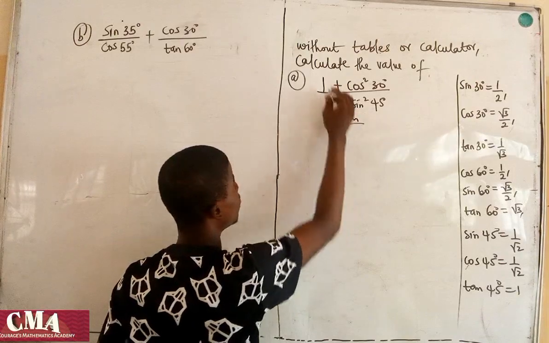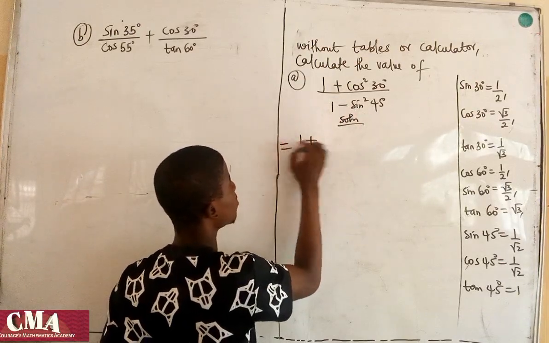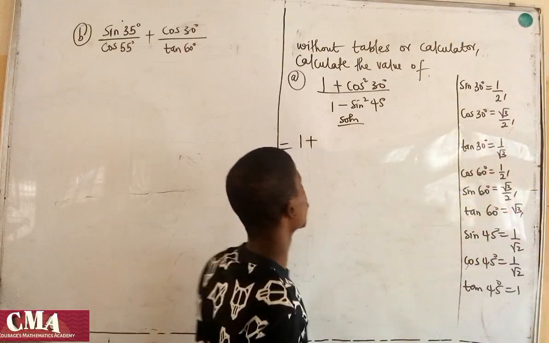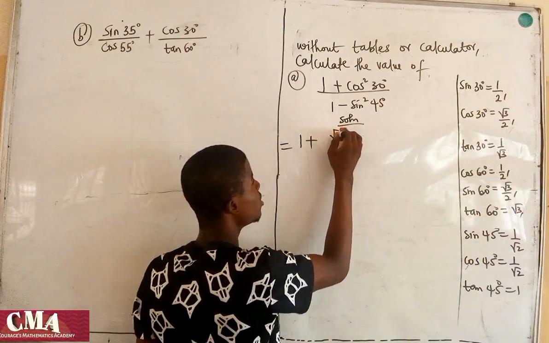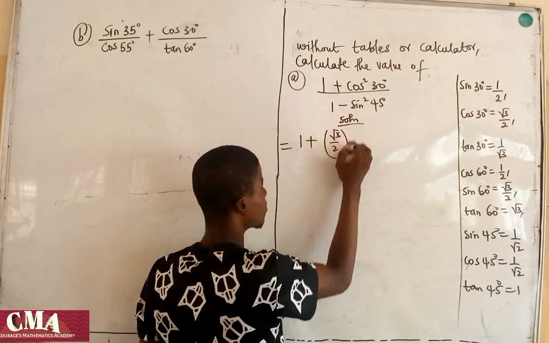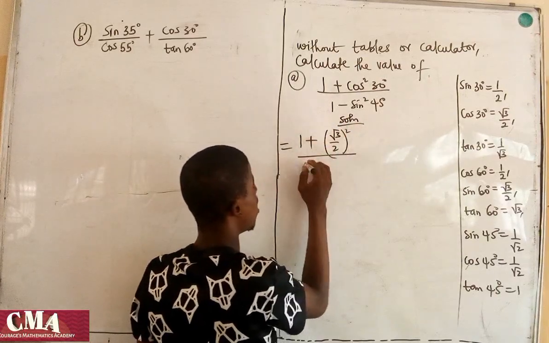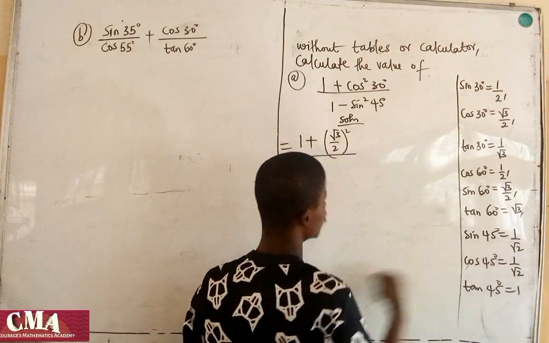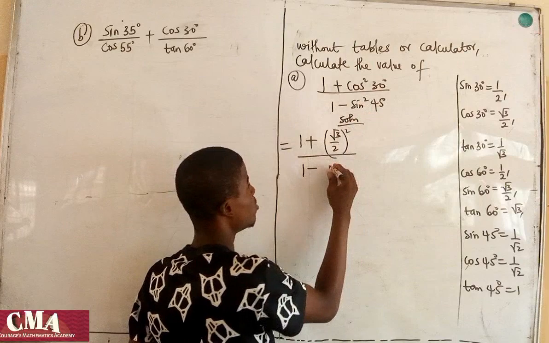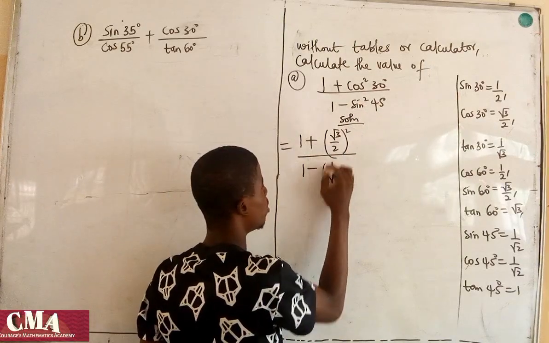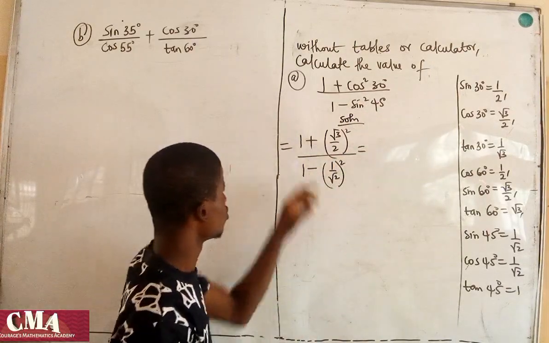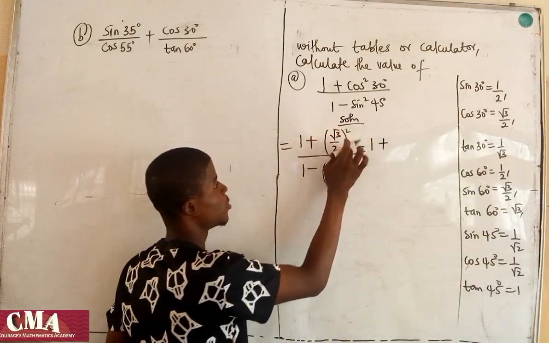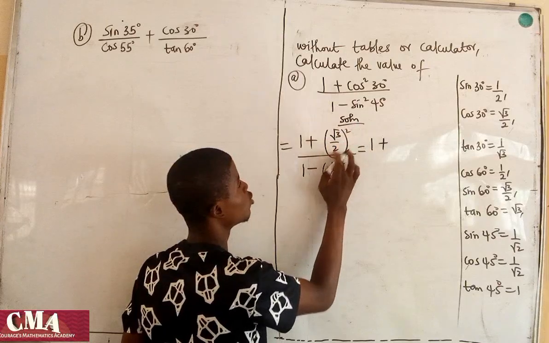Solution. We have 1 plus cos 30, which is what? Root 3 over 2. So cos squared 30 will be root 3 over 2 squared, all over 1 minus sin 45, which is 1 over root 2. So sin squared 45 will be 1 over root 2 squared. Now this will produce 1 plus root 3 squared over 2 squared.